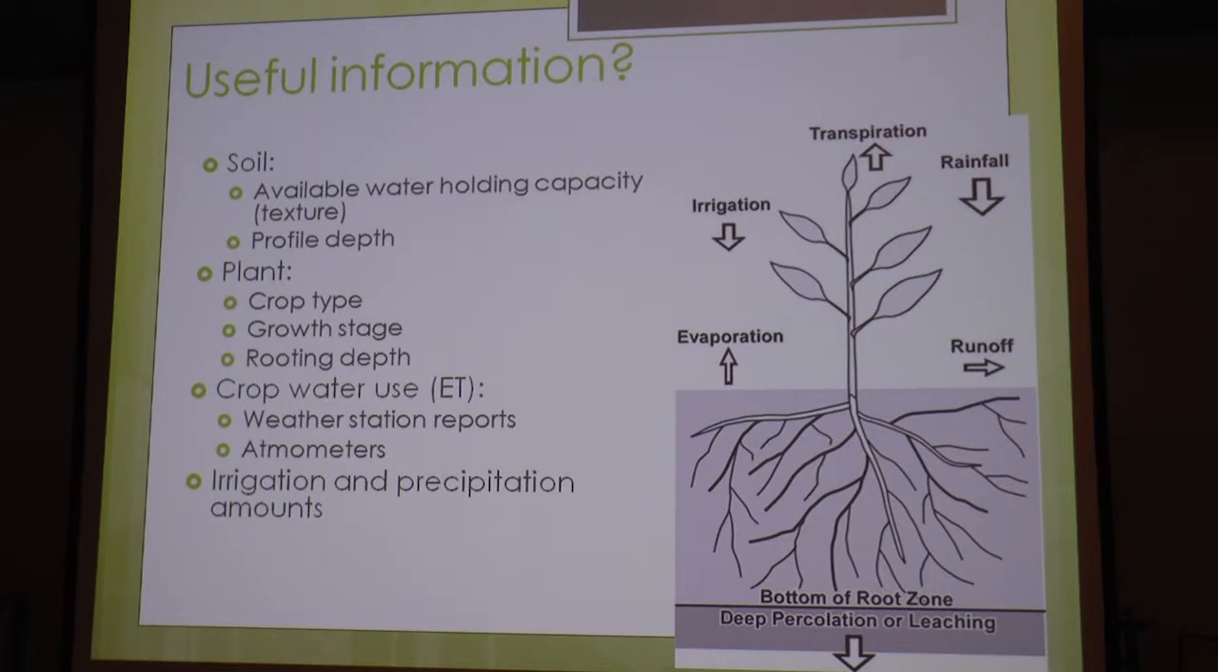And then the crop water use, which you could get from weather station reports, of which there are several weather stations in the valley here of interest. And there's also a physical device that I'm not going to talk about called an anemometer. You can get a physical measurement of that, and obviously your inputs into the system, your irrigation and precipitation amounts.